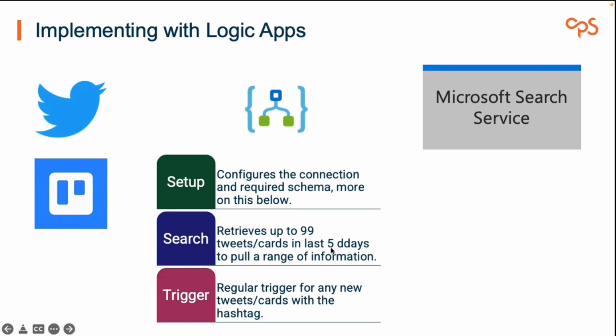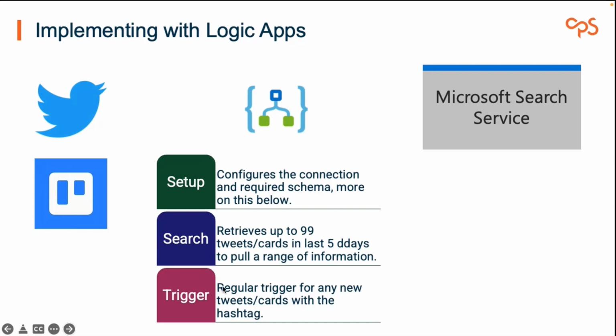Then I've got a search one that you can run on a regular basis. So this could be set up on a timer, but I've just set it up as a web one so I can trigger it when I want. I kind of use it as a test bed more than anything else. And this goes out and retrieves the last 99 cards, or last 99 tweets for a particular thing, or the last number of cards from Trello. You can do it when you want.